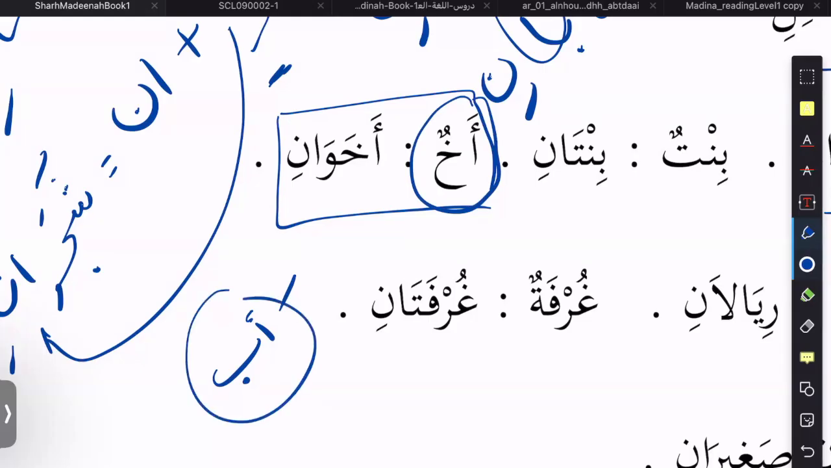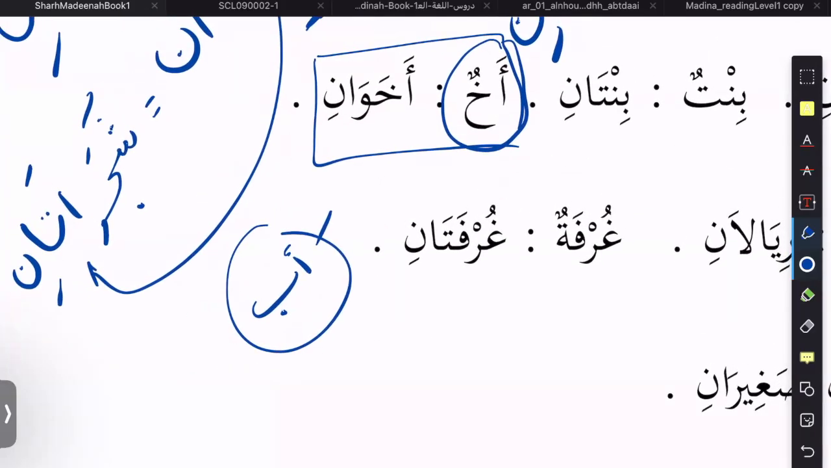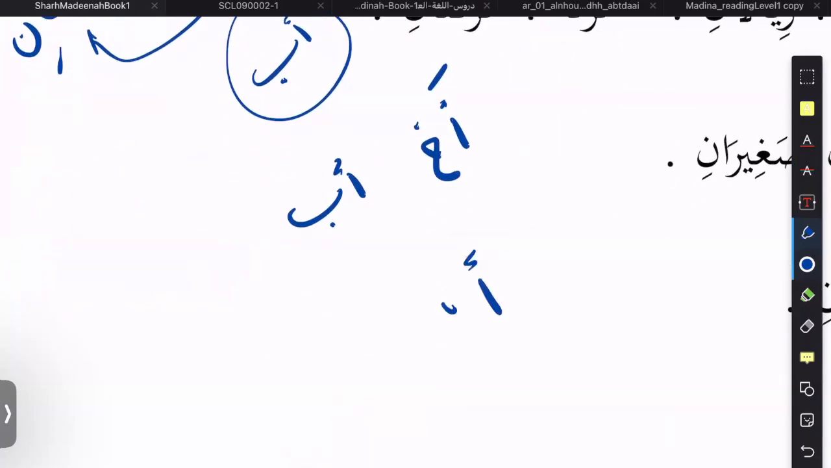Okay, the key thing to remember is that an Arabic word, other than the harf, other than the particles, both the verb and nouns, should have a minimum of 3 letters. If something is missing, that means if you see only 2 letters, then something is missing. So as you can see, there's only 2 letters. Ab, only 2 letters.